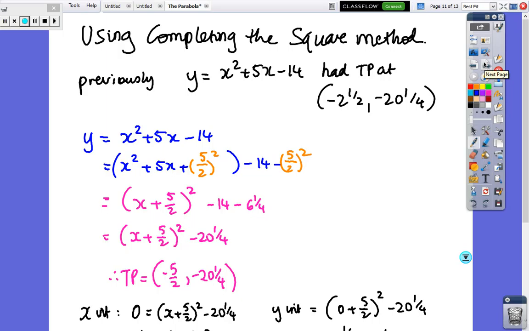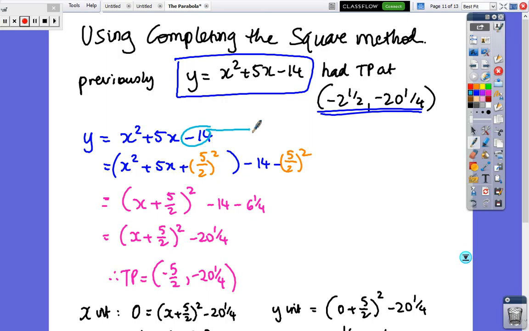Okay, so we've got another method using completing the square, which we've done with a few different things. Previously, our first question we did today had a turning point of that value there. To complete the square, the first thing I did was move the -14 outside the bracket. Then to get the number that's missing, we halve the number. So half of 5 is 5 on 2, and we square it.